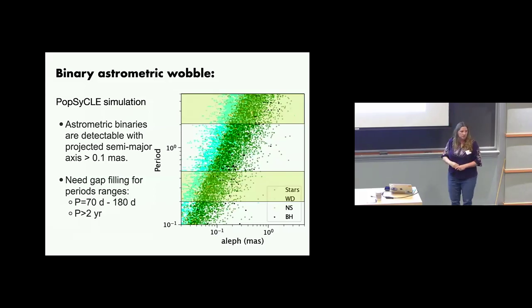And there are some zones we'll have to worry about for detecting astrometric wobble. The 70 to 180-day periods are not well sampled because of the gaps. And long duration periods might need some filler as well. Okay, so that's just the one plot I wanted to put on astrometric wobble in case anybody was interested.